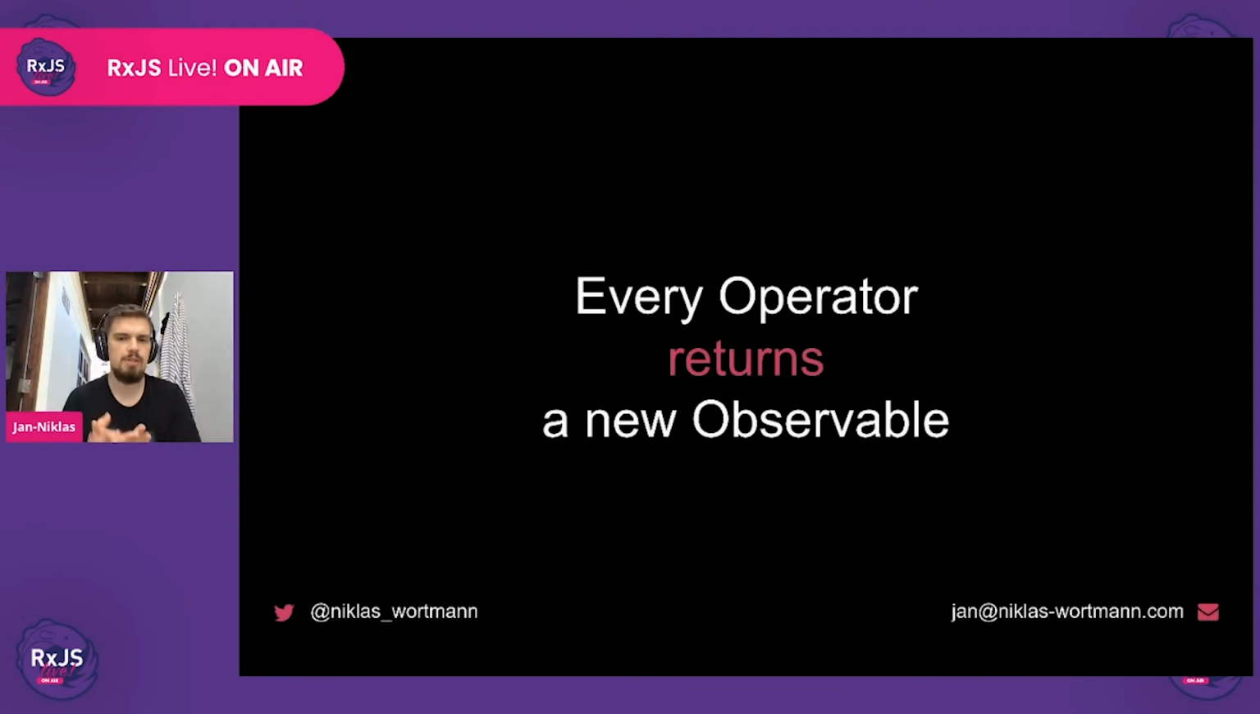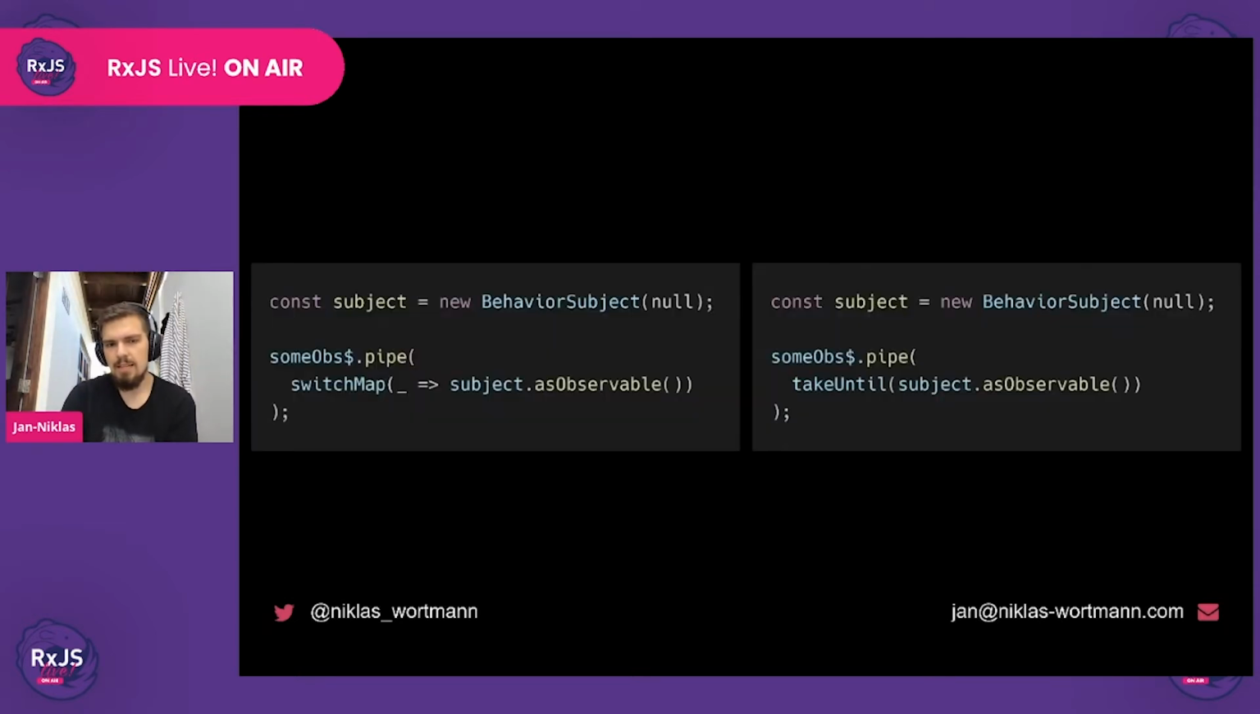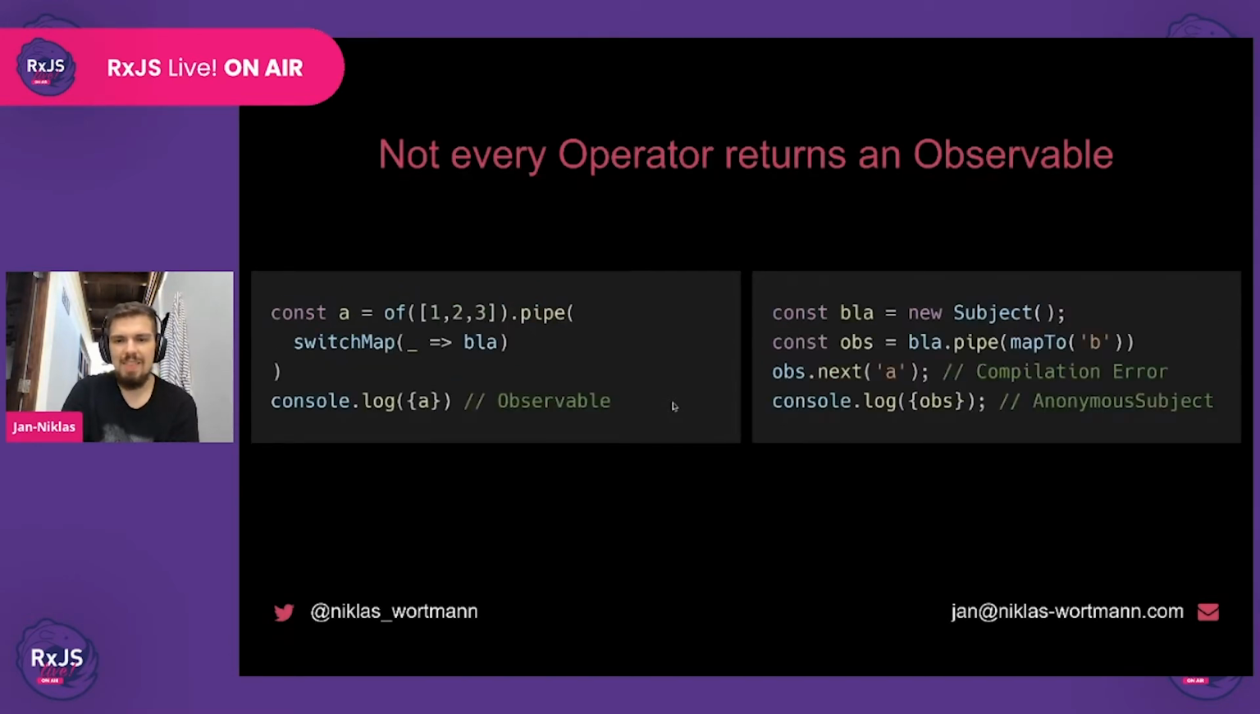I want to circle back to this statement. Every operator returns a new observable. If this is true, code that we are used to write like this, where we are using a subject, for instance, to apply switchMap or takeUntil, because it anyway returns a new observable, we can technically leave out this asObservable part, right? And this is actually completely fine. The problem is introduced, or at least it seems in some cases, this does not apply.